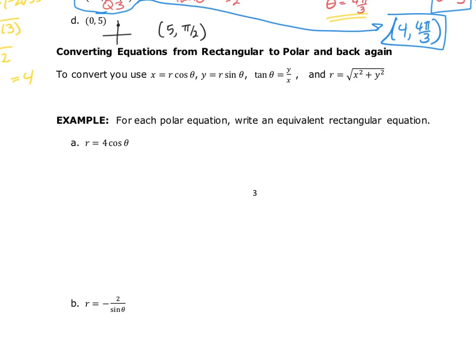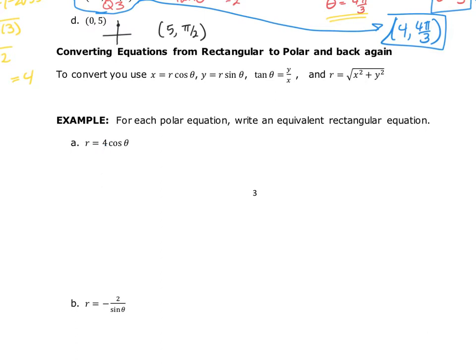Now we're going to take some time to convert from rectangular to polar and back again. We use, again, these three things plus this r. X is equal to r cosine, y is equal to r sine, and tangent of theta is equal to y over x, and r is equal to the square root of x squared plus y squared. Now, as I take a look at this, I need to have an r right there. I need r cosine theta. I don't have an r.